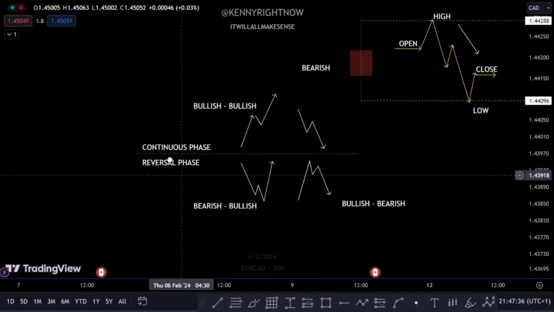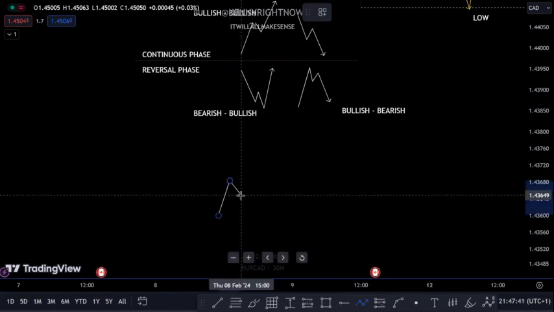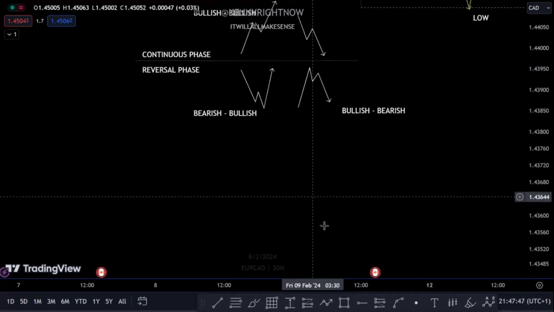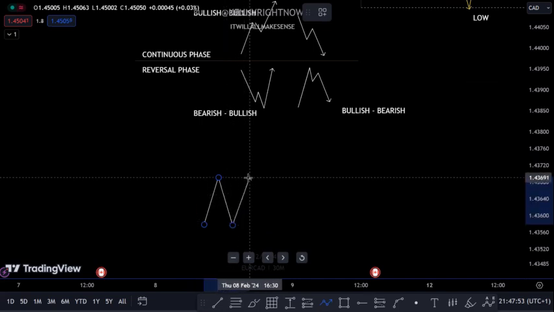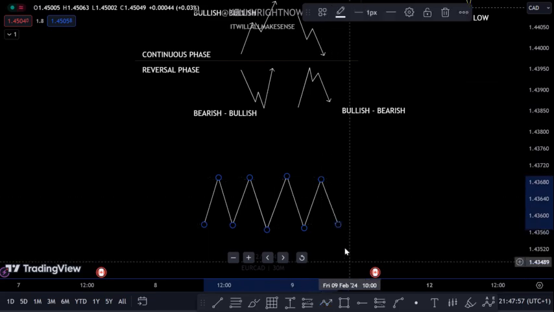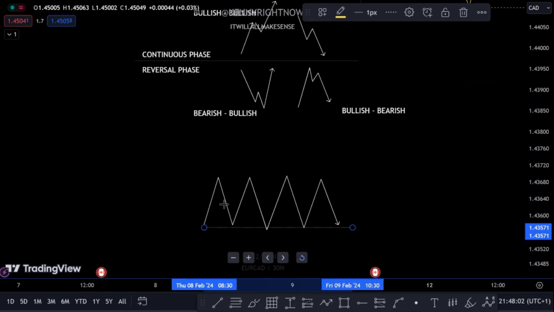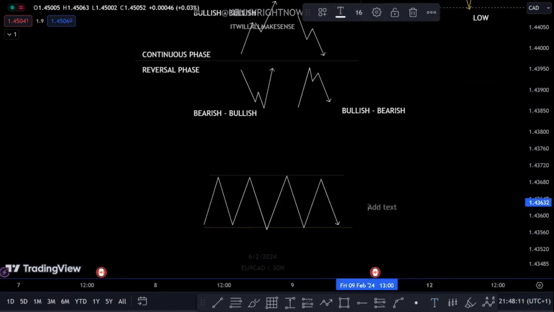Now, aside from this, we have something called the consolidation. When I say consolidation, we know the market is either going up or going down, obviously, right? Now, if it's neither going down or going up, it's going to range. It's not going up. It's not going down. It's just ranging. This is what we call a consolidation. This is what we call a ranging market.